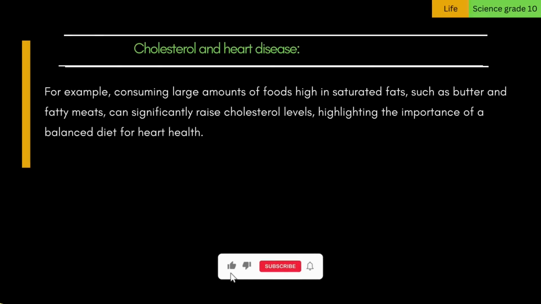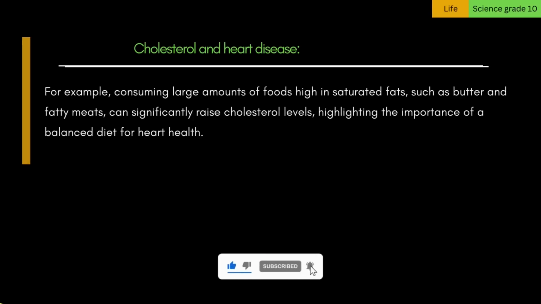For example, consuming large amounts of foods high in saturated fats, such as butter and fatty meats, can significantly raise cholesterol levels, highlighting the importance of a balanced diet for heart health.